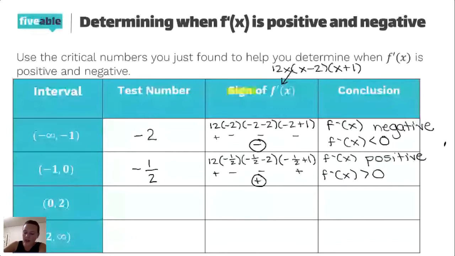All right, I'm going to fill in what I've come up with, and then let's see if you agree. I picked the test number 1 in the interval from 0 to 2. I found that the sign of f prime of x at the test number 1 was negative overall. So that meant f prime of x was negative.